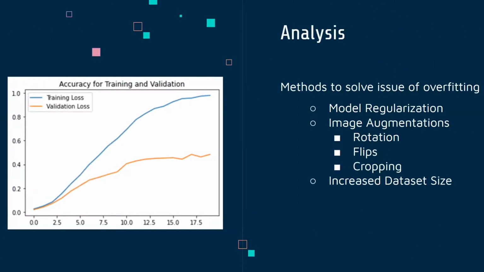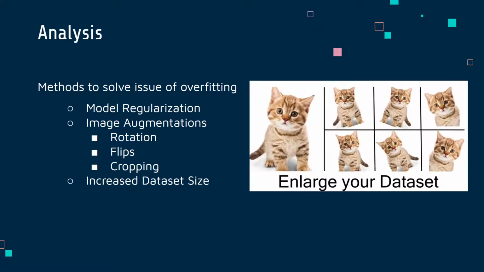Although overfitting can be a bad issue for model generalization, it can be solved through a couple of different ways. First is model regularization. Second is image augmentation, such as rotation, flips, and cropping, as shown on the right. And third is increased data size, so that the model is always seeing new images rather than the same ones.